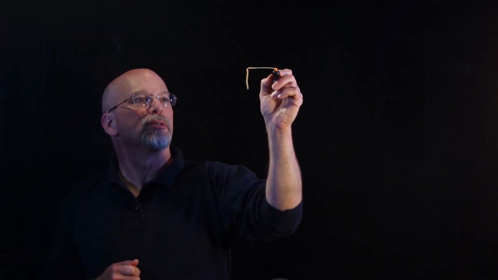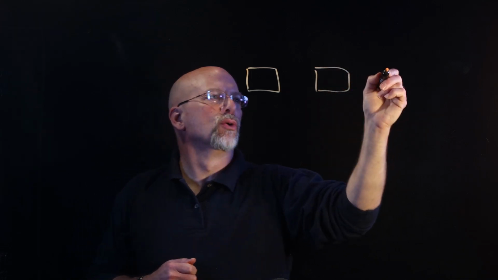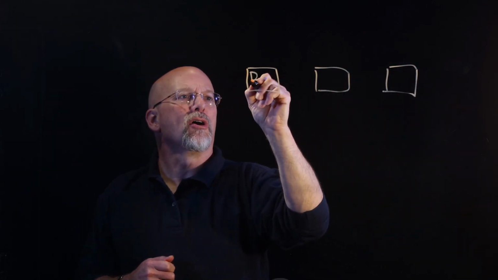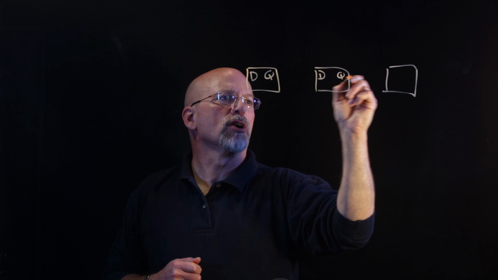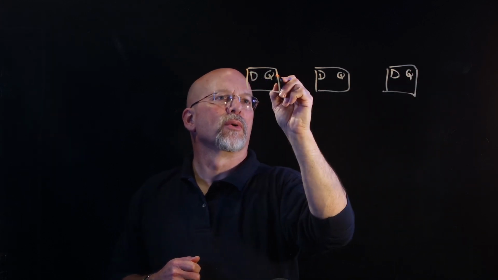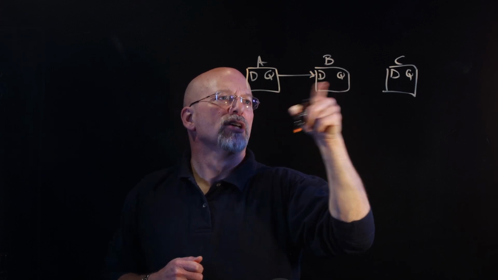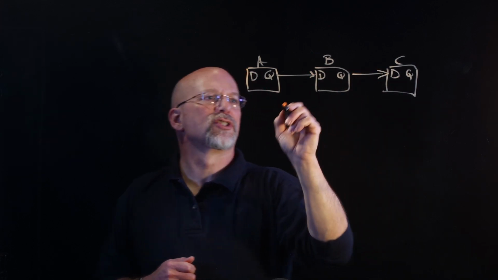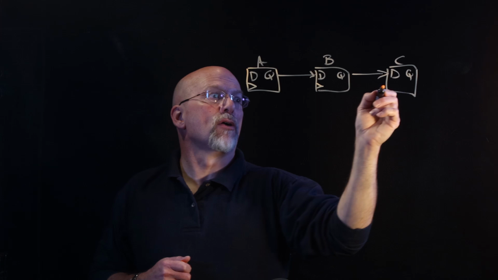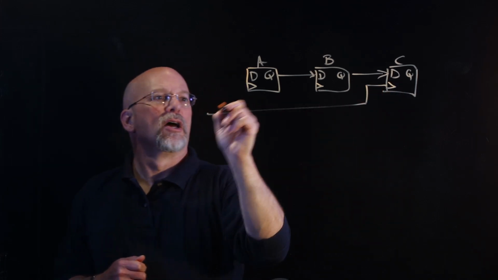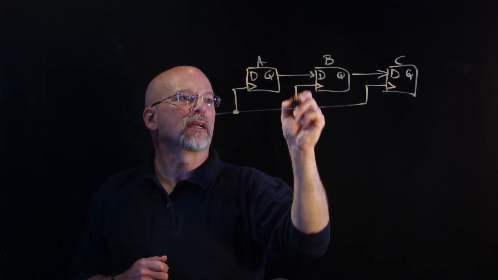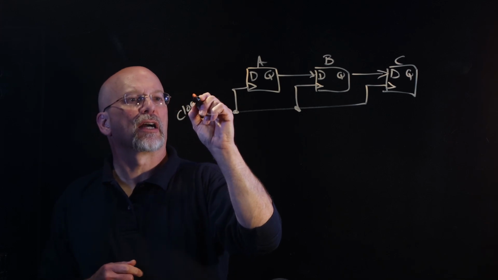In our next example, we're going to go to 3 D flip-flops. So I've got 1, 2, 3. They're all in series for our shift register. So we'll call this A, B, and C. A drives B, B drives C. Each one of them, all 3 of them, excuse me, are driven by a common clock. So there's our clock, right?